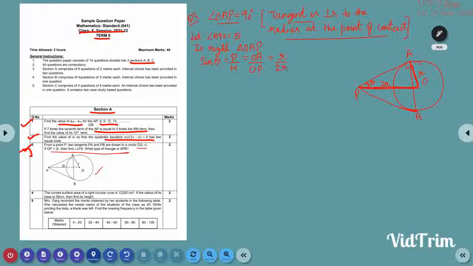OA is equal to R and OP is equal to 2R. So sine theta will be equal to R by 2R, which is equal to 1 by 2. And we know 1 by 2 is sine 30 degree. The value of sine 30 is 1 by 2. So we can write this as sine theta is equal to sine 30 degree, which means that the value of theta is 30 degree. So this angle APO is equal to 30 degree. Similarly, angle BPO will also be 30 degree.